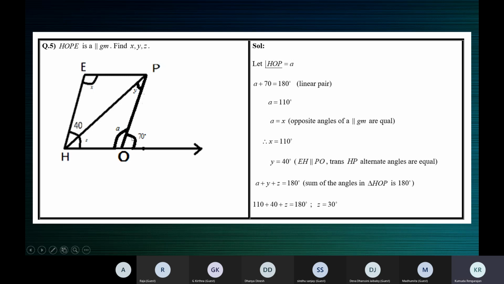Like here, A and 70 have the same vertex O. A and 70 degrees have the same vertex O. And A and 70 lie on a straight line. So A plus 70 is equal to 180, by the linear pair axiom.